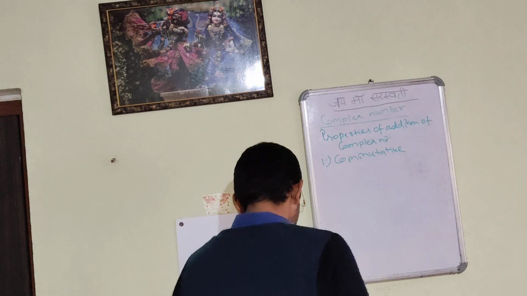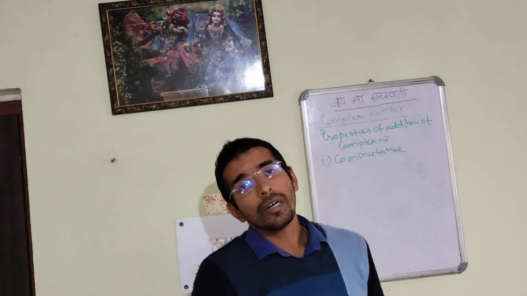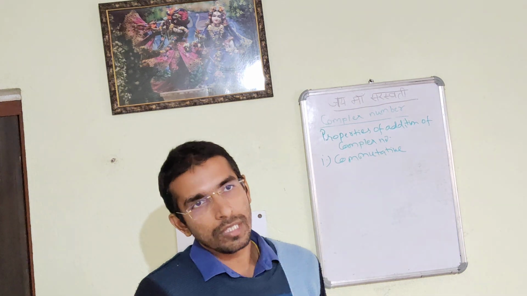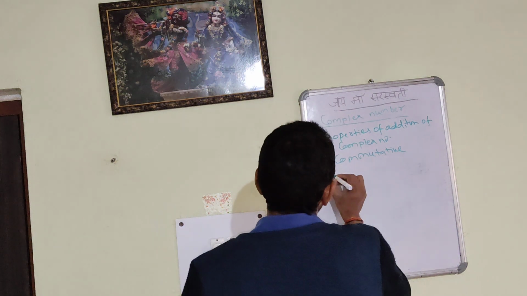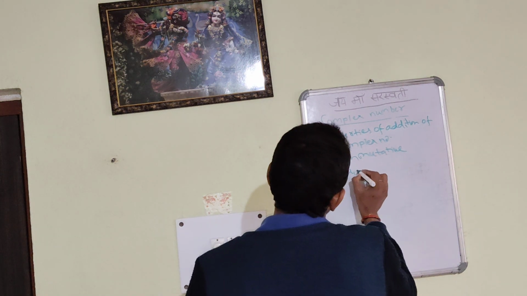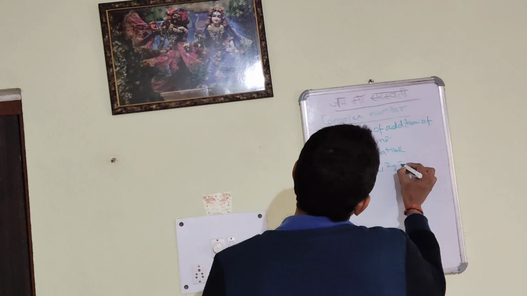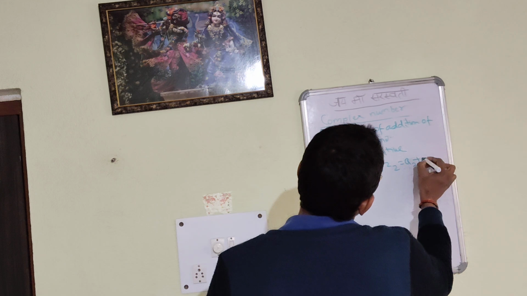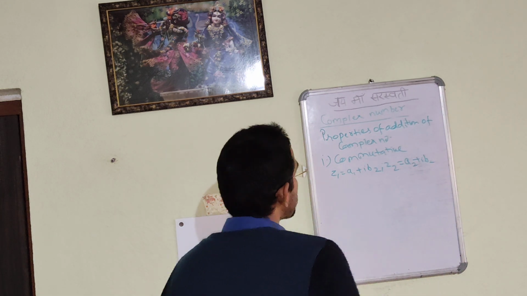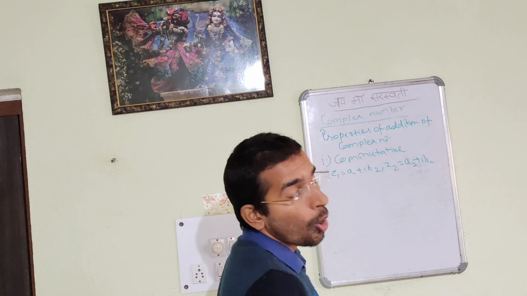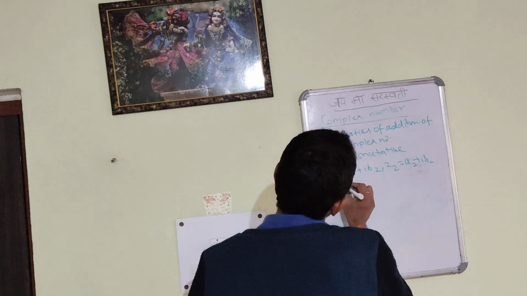Commutative. So as far as the commutative property of addition is concerned, suppose z1 is equal to a1 plus ib1, and z2 is equal to a2 plus ib2. So as far as the commutative property of addition is concerned, z1 plus z2 is equal to z2 plus z1.